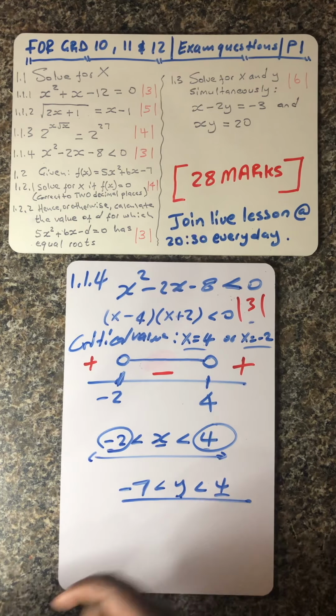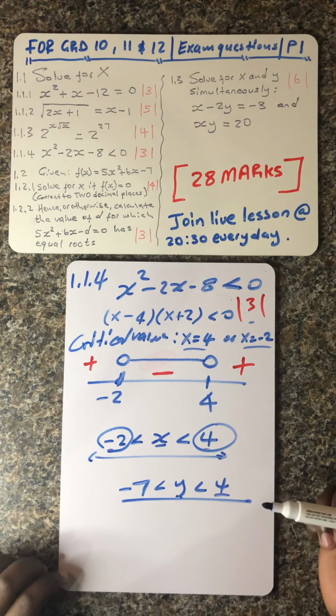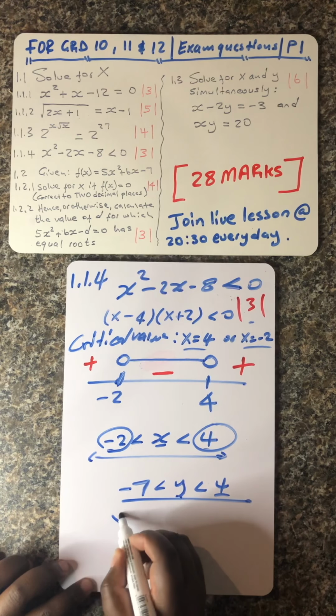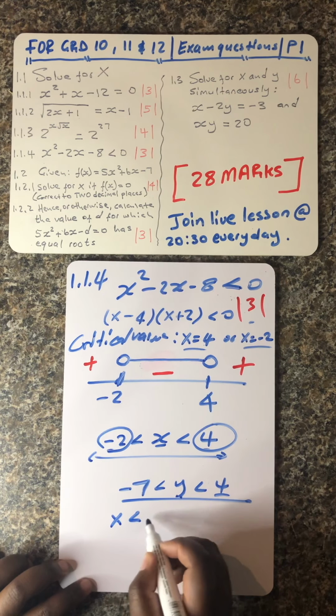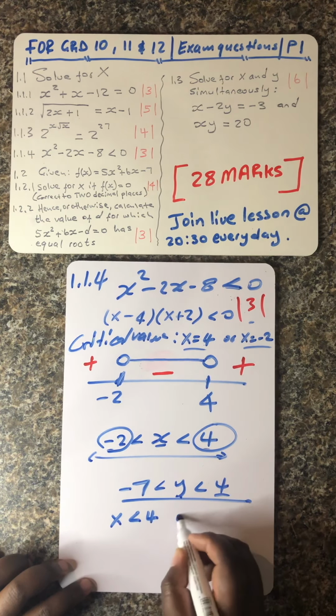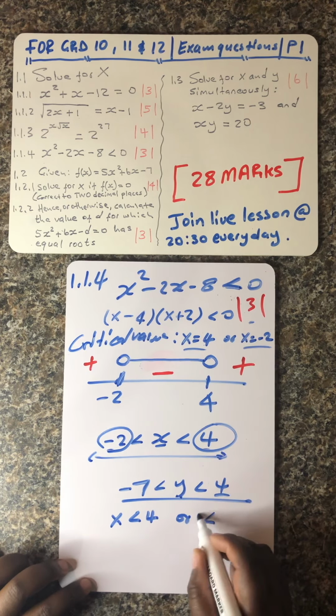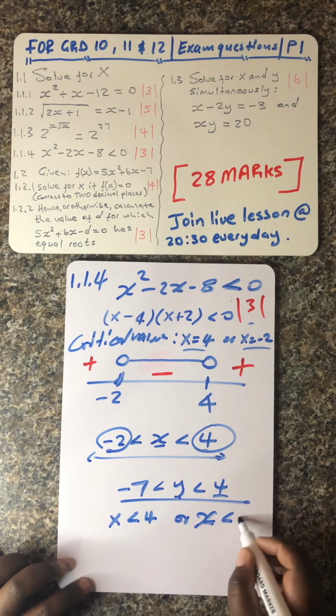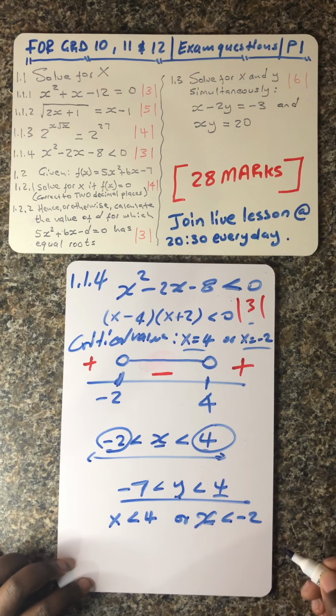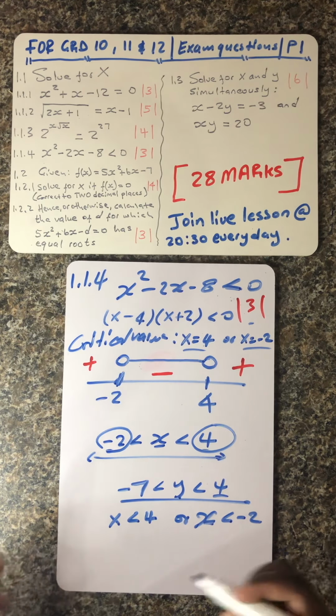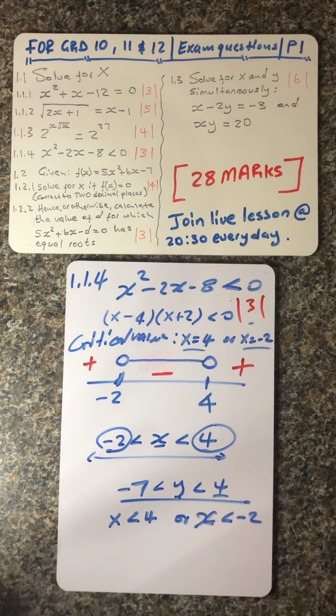So otherwise, you can also give this answer differently by saying that's where x is less than 4, or where x is less than negative 2. Okay, so this is how you can give answers to this question, guys.